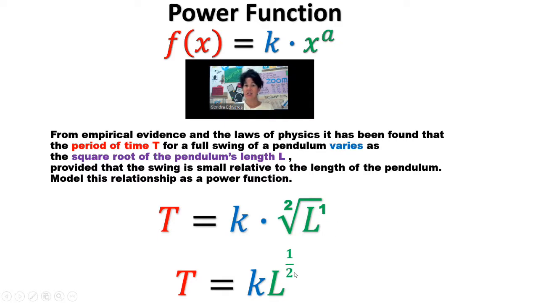Notice that subtlety. You cannot leave it as the square root of L. It would then be a square root function. You've got to make it look like k times x to the a, so we can clearly see the constant is k and the exponent is 1/2.